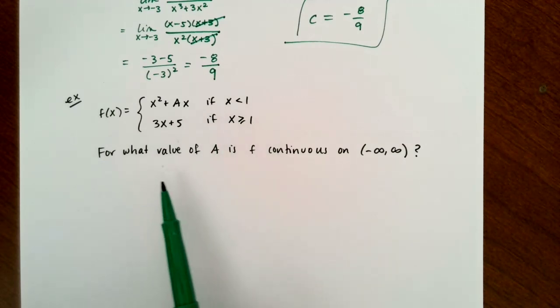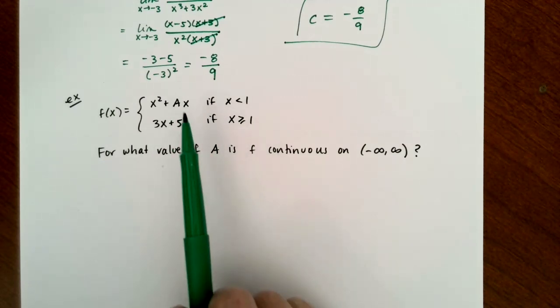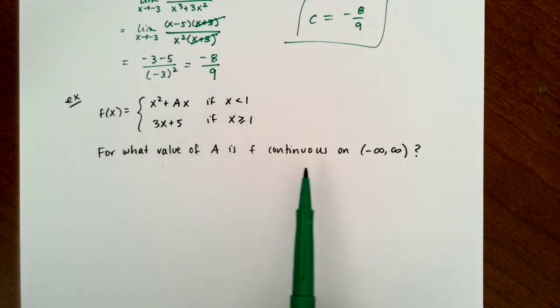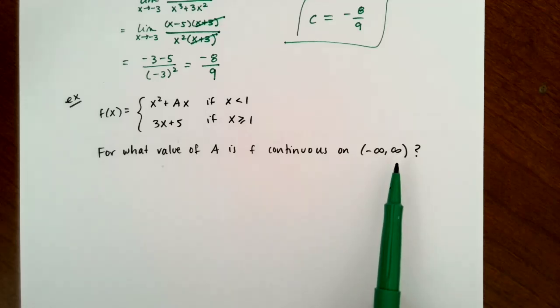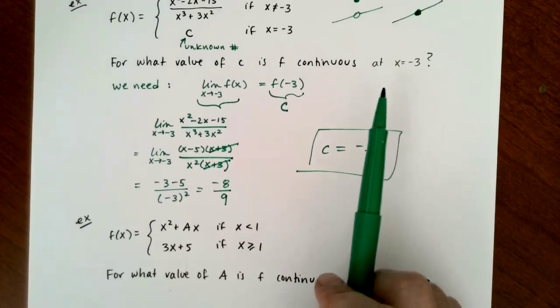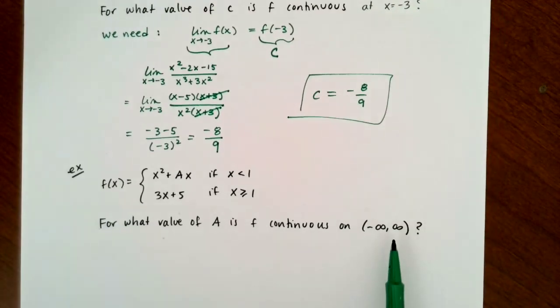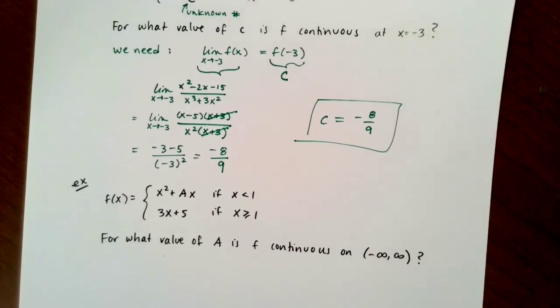And the question is, for what value of A, so what number there, makes F continuous on minus infinity to infinity. So this is almost the same question overall, even though the setup is different. In the previous one, we were only concerned at -3, and here we're concerned about it being continuous everywhere.